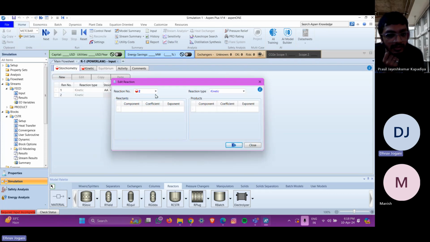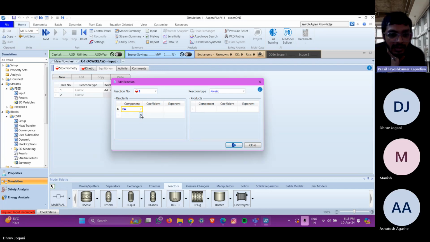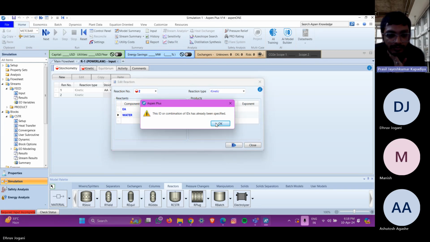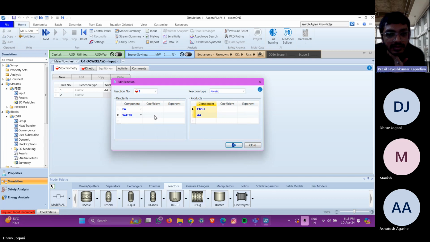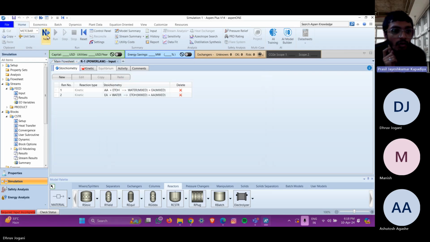Now do we need to add something else or are we done? Sir, there is a backward reaction, right? Yes, it's a reversible reaction. So we need to add ethyl acetate plus water giving acetic acid and ethanol. Now the stoichiometric coefficients are 1. Here what will be the exponent? Sir, same, because it is first order with respect to each of the reactants. So we'll add the exponent as 1 1. Okay, press next.